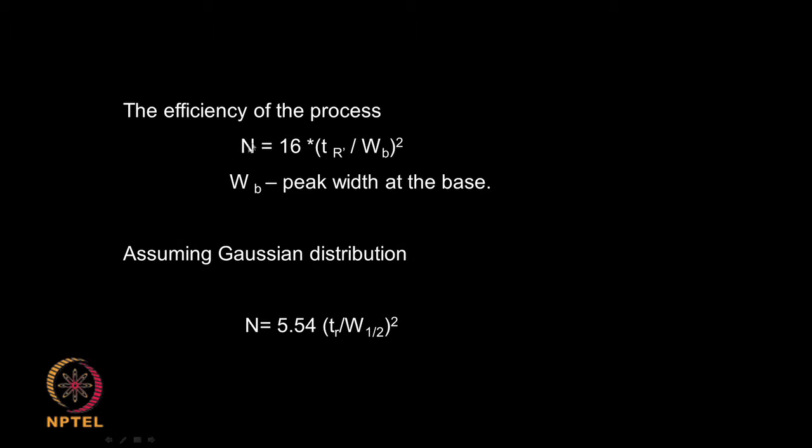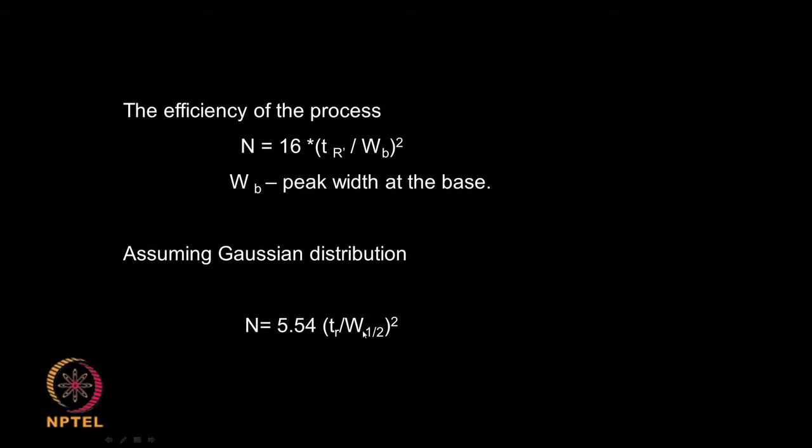So, the number of theoretical plates for a chromatographic column can be estimated by this formula: N equals 16 times TR, that is the retention time, divided by the width at the base of the peak, squared. Okay. If we assume a Gaussian distribution, then the number of theoretical plates is also given by 5.54 multiplied by TR, the retention time, divided by the width at half peak height, squared. So, we can use this formula or this formula. If I know the width at the base, I can use this. If I know the width at half peak height, I can use this formula.